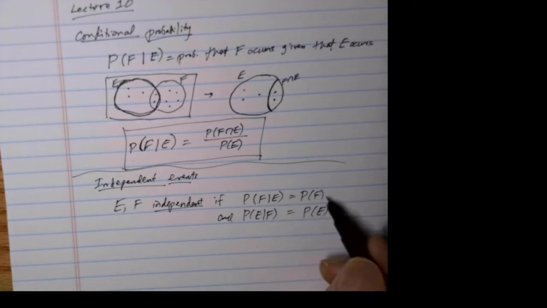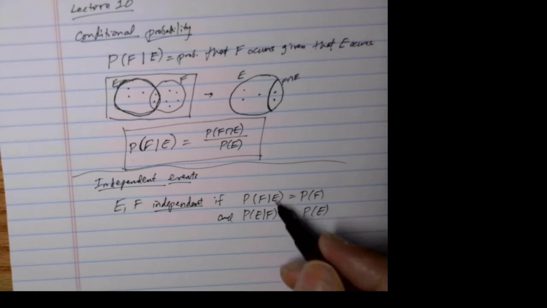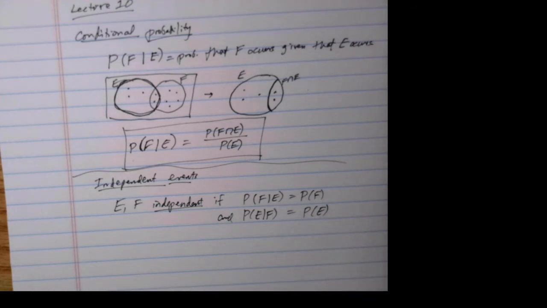And this says exactly the same thing about F. The probability of F is unchanged, whether E occurred or didn't occur. See? So intuitively speaking, two events are independent if either one happening doesn't change the probability that the other one happened. Okay. Regardless of whether E and F are independent, we can get a formula for the probability of E intersect F.